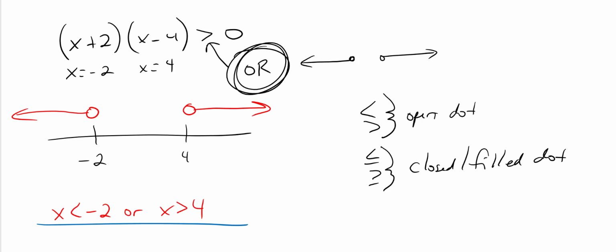I got a bunch of problems to do with you guys, but really what you're doing here, guys, is you're solving for x, you're plotting those points, and then you're looking at the inequality sign, and is it an or problem or is it a between problem, and then you graph it. Okay? So let's do that exact same problem, so you can compare the two.